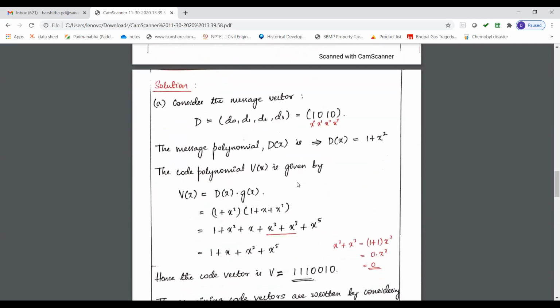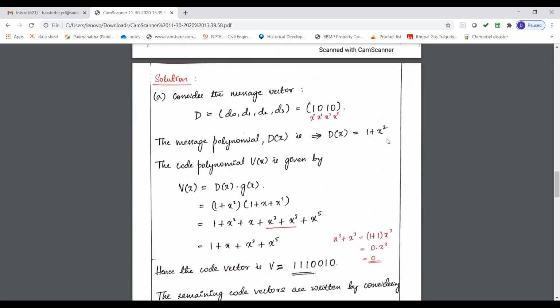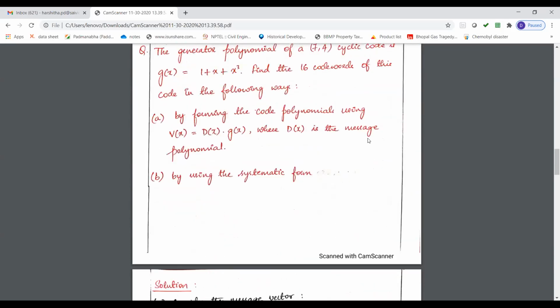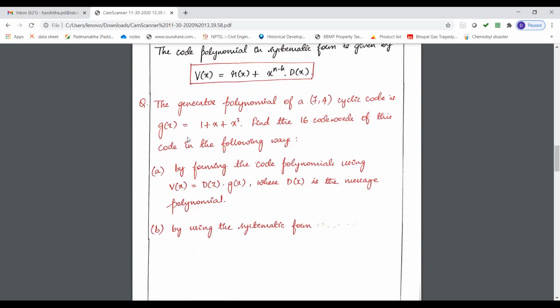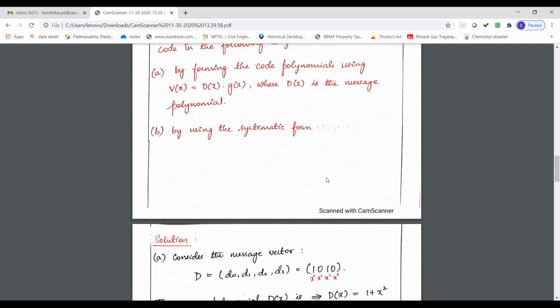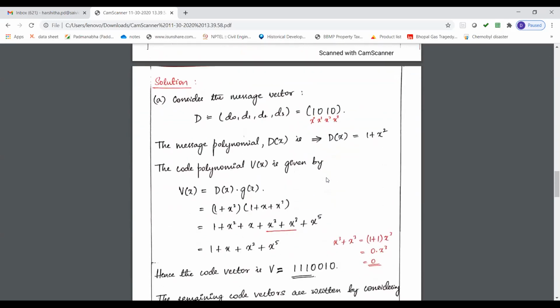D of x we have already found out here, and g of x is given in the problem itself as 1 plus x cube. So now what we are supposed to do, v of x is equal to d of x into g of x. So substitute d of x and g of x and multiply both the polynomials, so we'll get this expression 1 plus x square plus x cube plus x^5.